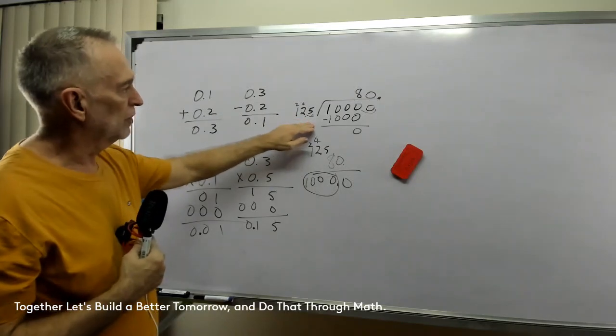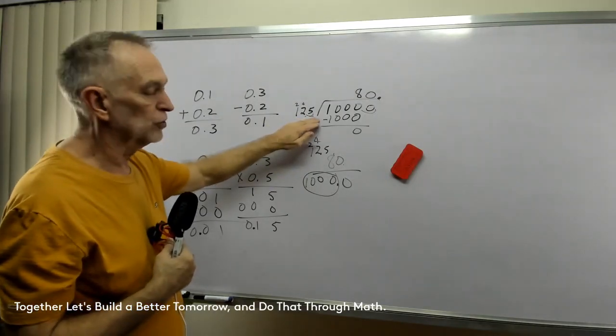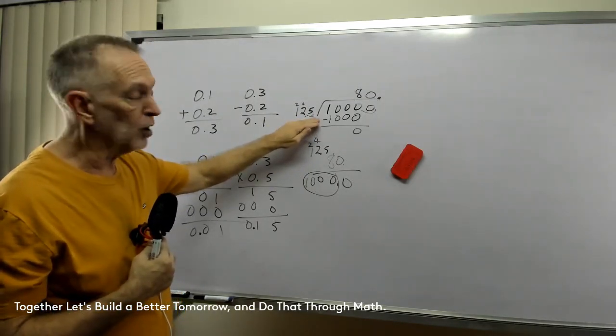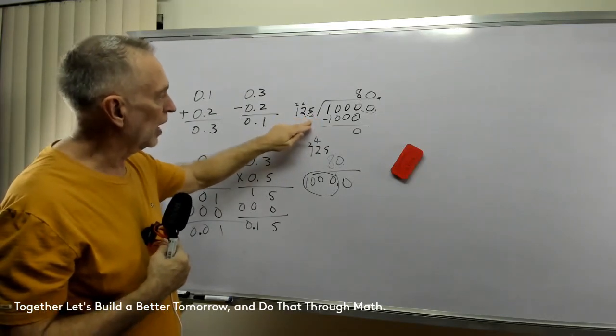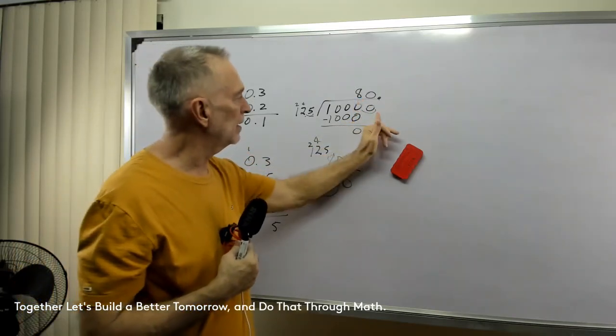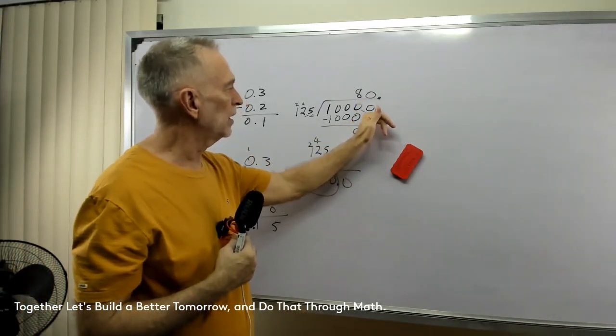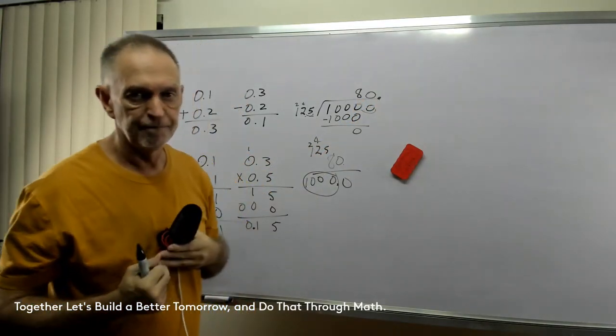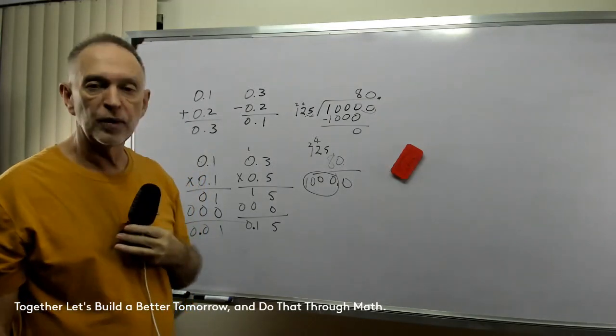In the case of dividing, move the decimal to the right until you get a whole number. However many places you have to move it, do the same here. And then immediately, wherever your new decimal point is, take and put it up there. Okay, why are we doing this?